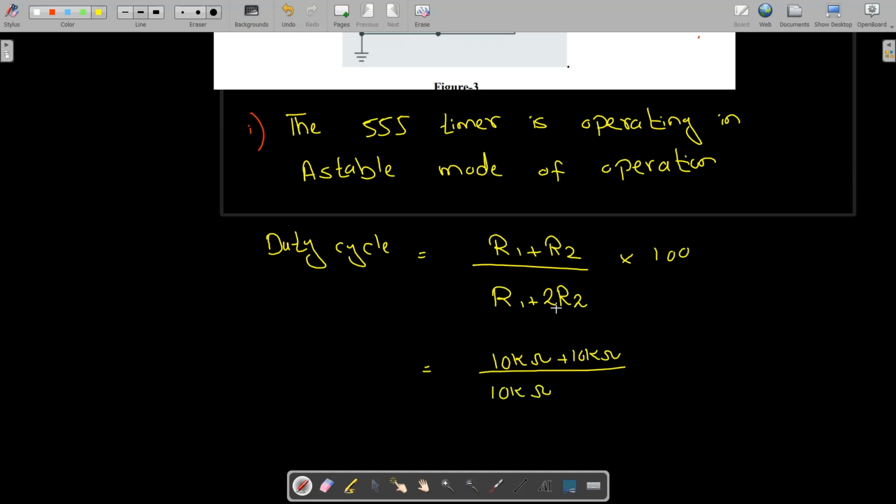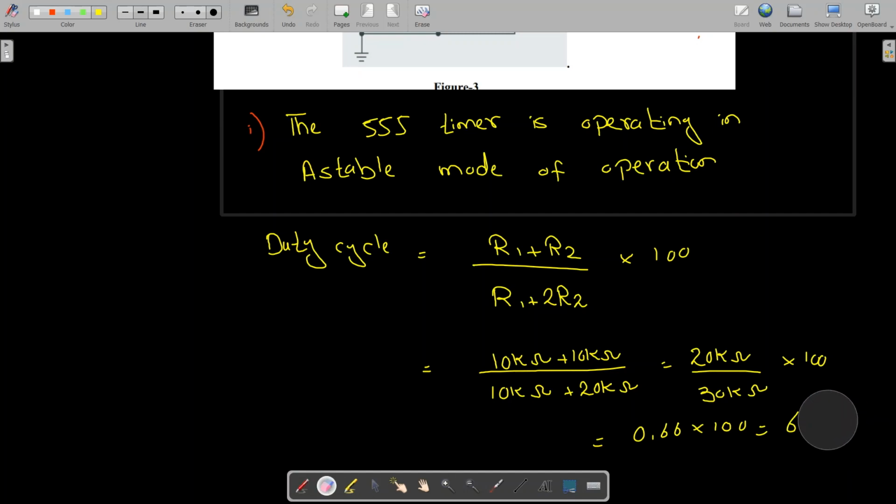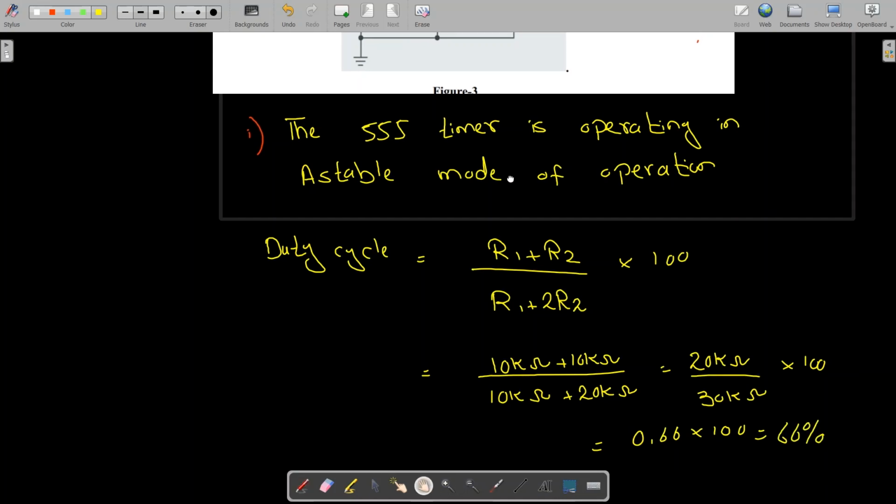This is 2 into R2, so 2 into 10 kilo ohm is 20 kilo ohm. So we have 20 kilo ohm divided by 30 kilo ohm, multiplied by 100 if you want to express it in percentage. That is 0.66 multiplied by 100, which is 66.6% or 66%. Fine, I can write 66%. Let us not go into decimals, simply say 66%. Fine. So we have found out the duty cycle.